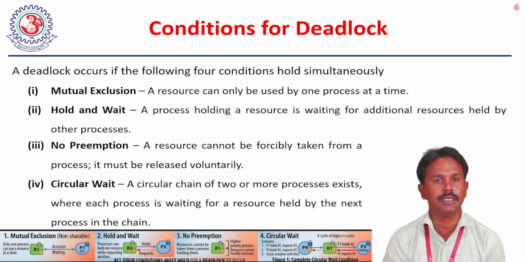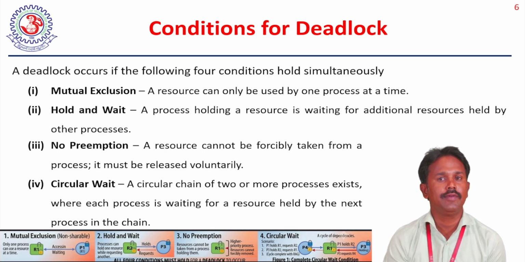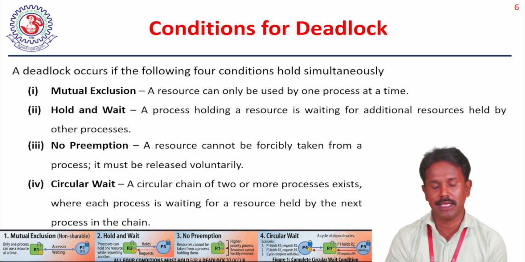Mutual exclusion means only one process can use a resource at a time. Here resources cannot be shared. Coming to hold and wait, a process holding a resource is waiting for additional resources which are held by other processes. Coming to no preemption, a resource cannot be forcibly taken from a process, it must be released voluntarily. Coming to circular wait, a circular chain of two or more processes exists where each process is waiting for a resource which is held by the next process in the chain. These four conditions are very important in a deadlock.